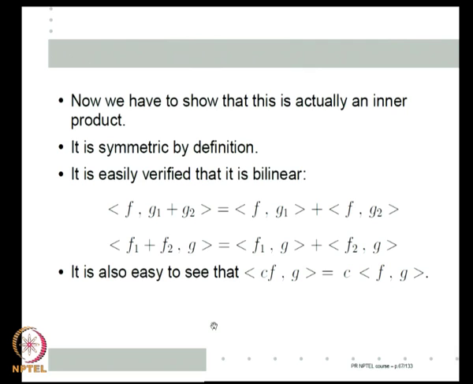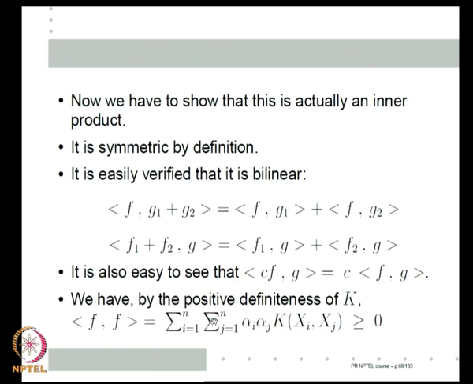Next, what do you have to show? We have to show that inner product of f comma f is greater than or equal to 0. What is inner product of f comma f? If f is alpha i k dot xi, inner product of f comma f is alpha i alpha j k xi comma xj, summed over i, j. So, this is nothing but the quadratic form of the Gram matrix, and because k is a positive definite kernel, this is greater than or equal to 0. So, we have also shown that inner product of f comma f is greater than or equal to 0.